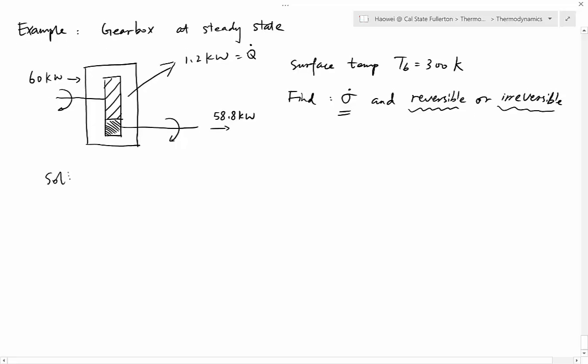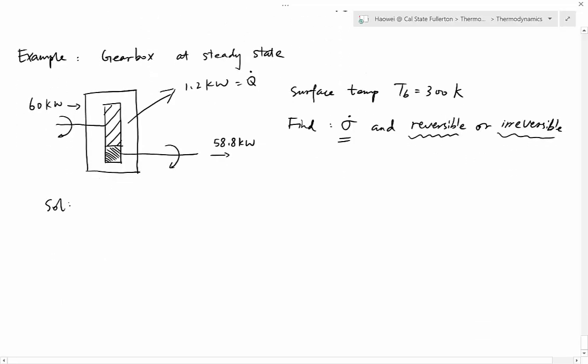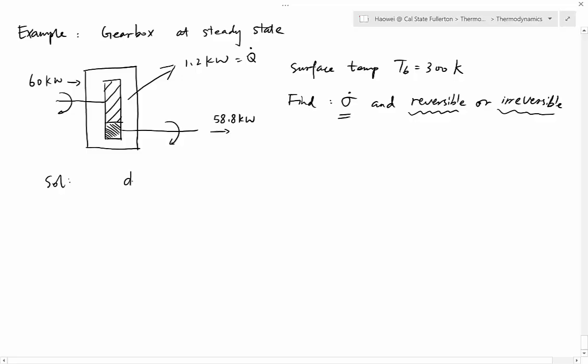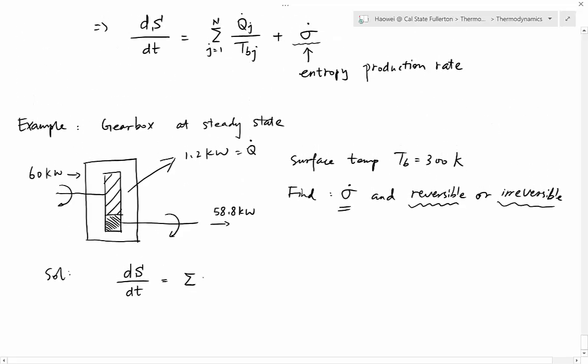Okay, so now we're going to start from the entropy rate balance equation because that's the only equation we have that has sigma dot in it. So we're going to copy this equation. Left hand side is d capital S over dt. Right hand side is sigma q dot j over Tbj, j starts from 1 and ends at n. N is the total number of surfaces we have.